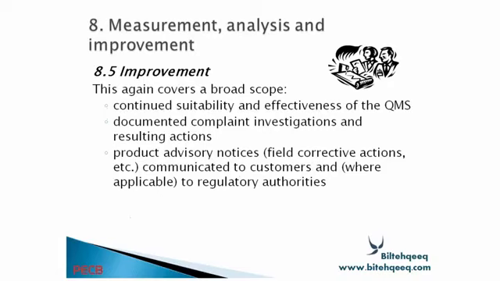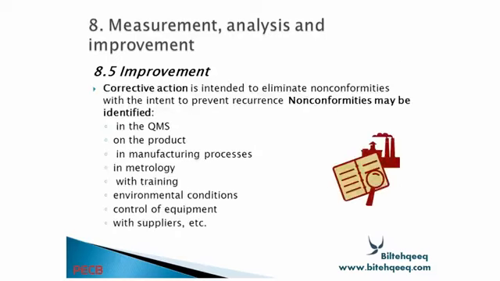8.5 is related to improvement. This again covers a broad scope: continued suitability and effectiveness of the quality management system, documented complaints, investigation and resulting action, product advisory notices, field corrective action, communicated to customer and where applicable to the regulatory authorities. Improvement also covers the corrective actions.